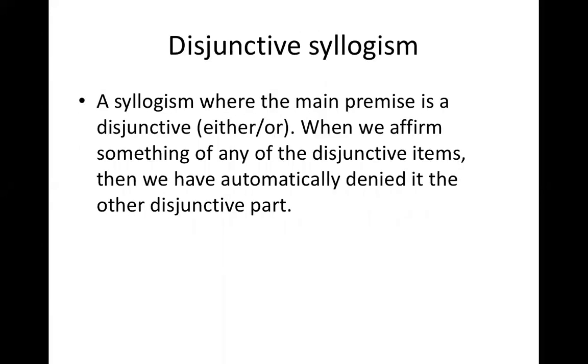Then the fourth kind of deductive argument. We've seen modus ponens, we've seen modus tollens, we've seen hypothetical syllogism. Now we're seeing the last one, disjunctive syllogism. This is a syllogism where the main premise is a disjunctive, either or. When we affirm something of any of the disjunctive items, then we have automatically denied it of the other disjunctive part.